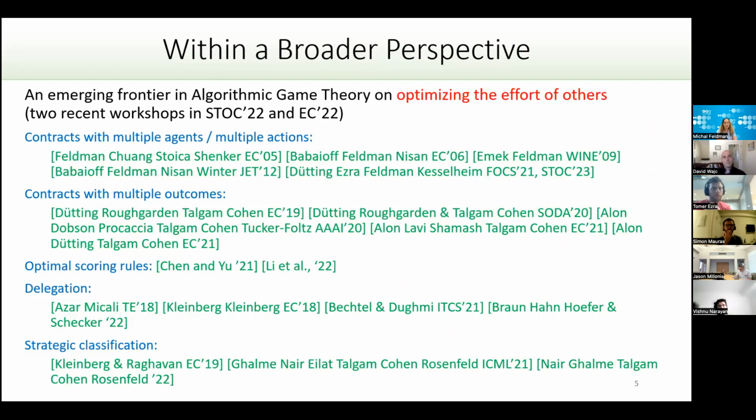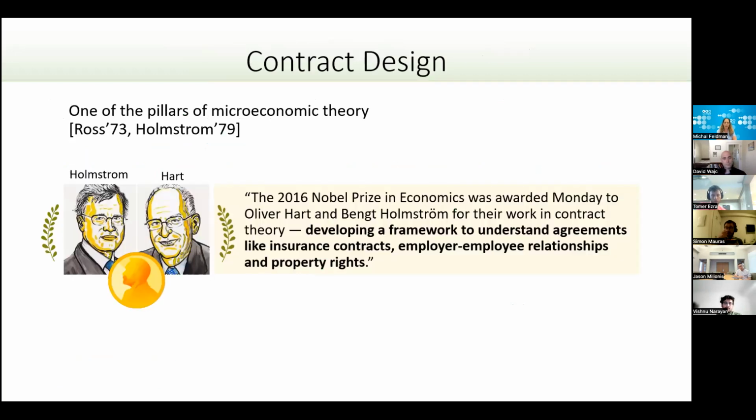So algorithmic contract design is a relatively new area, as I said, and it's part of an emerging frontier in algorithmic game theory, roughly speaking, on optimizing the effort of others. It's currently building a nice momentum with 2 recent workshops, both in STOC 22 and in EC 22, and many recent papers. And those papers vary in their focus. So some are about combinatorial contracts, for example, contracts with multiple agents or with multiple actions or with multiple outcomes. So different papers treat different components of this complexity that arises. Other areas that belong to this emerging field are optimal scoring rules, delegation, strategic classification. So we are seeing many works that deal with this problem of optimizing the effort of others.